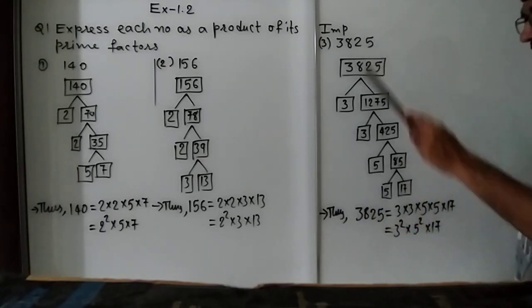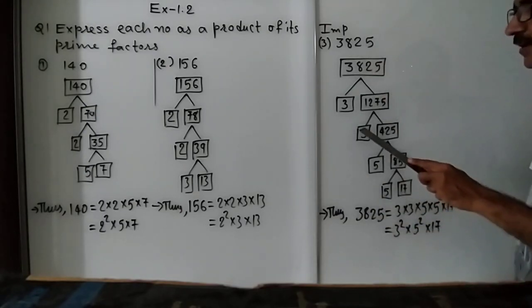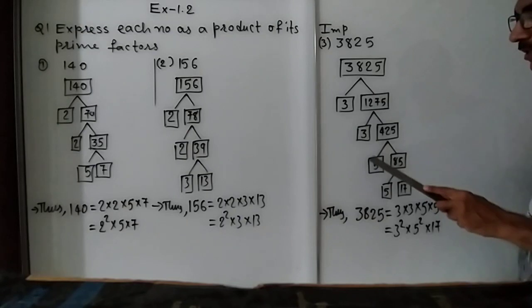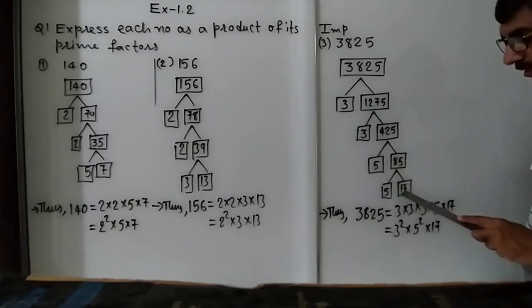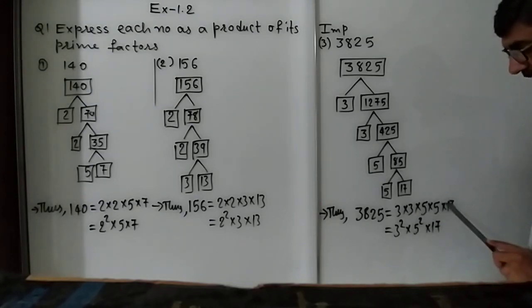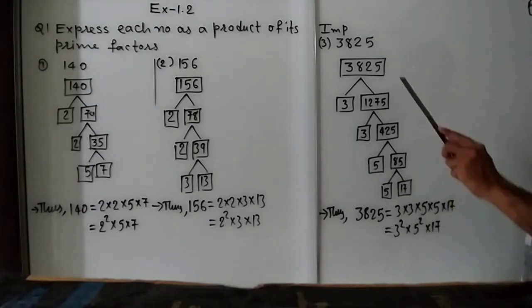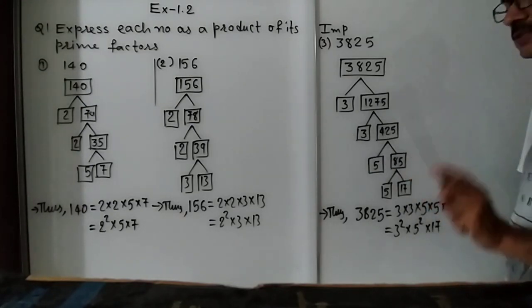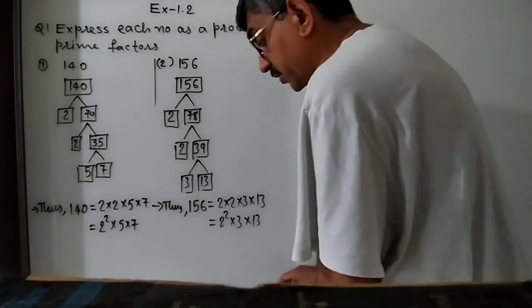Thus, write the number and then write all the factors: 3 into 3 into 5 into 5 into 17. Then 3 2 times, 5 2 times and 17. Okay, you will get 2 marks for this type of sum.